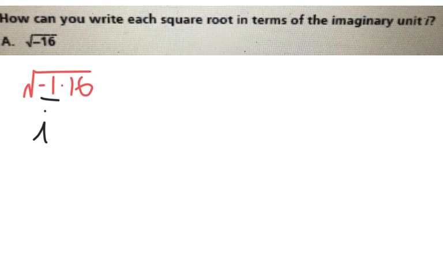And now, do we know the square root of 16? It's 4. So the answer here would be 4i.